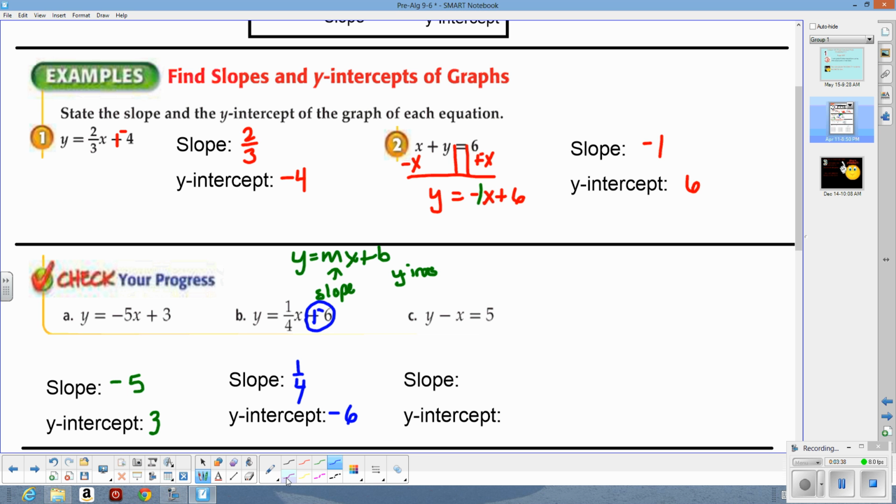And then the last example, this is one that's going to require more work again because it's not in slope-intercept form. Y is not by itself yet. In order to get it by itself, we need to get rid of the minus x. We're going to get rid of that minus 1x by adding x to both sides.